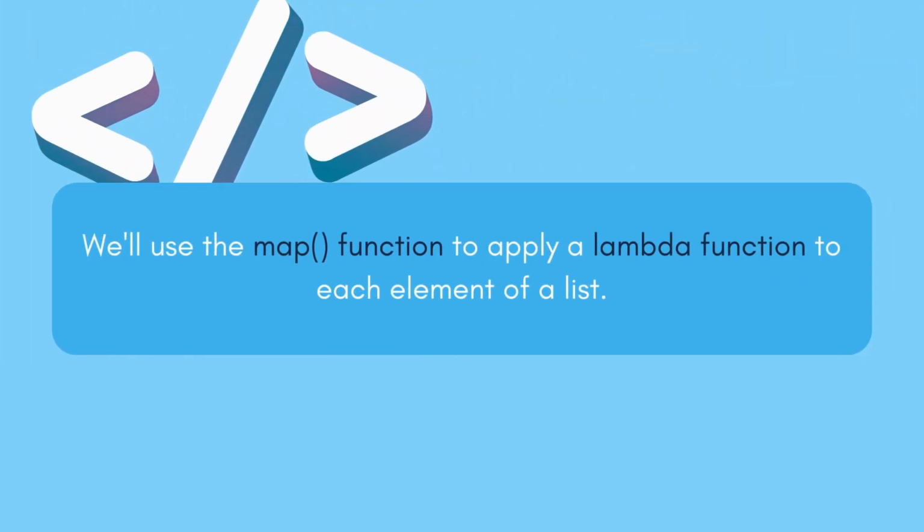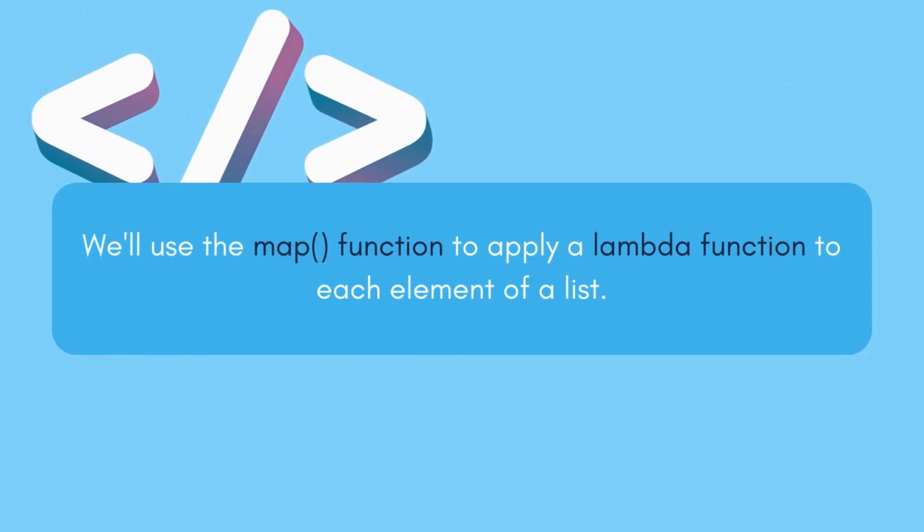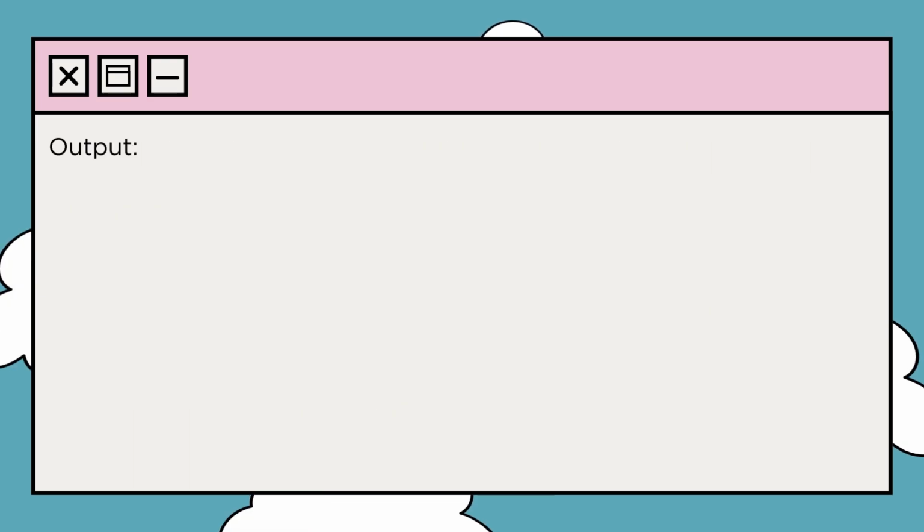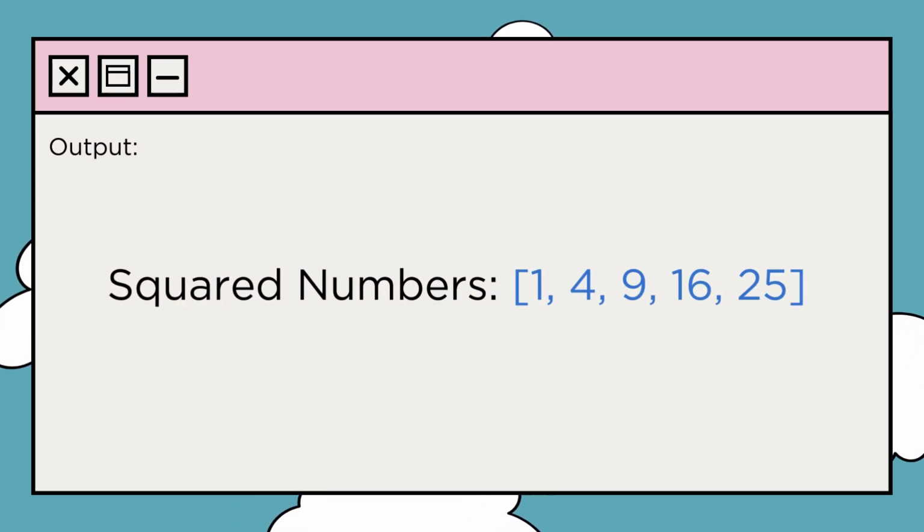We'll use the map function to apply a Lambda function to each element of a list. In this example, we have a list of numbers. We use the map function, which takes a function and an iterable, applying the function to each item in the iterable. The Lambda function, lambda x: x squared, is used to square each element x in the list. When you run this code, you'll get the list of squared numbers.